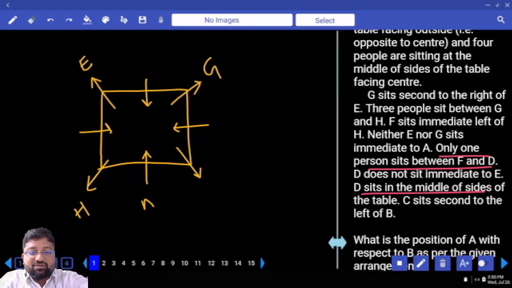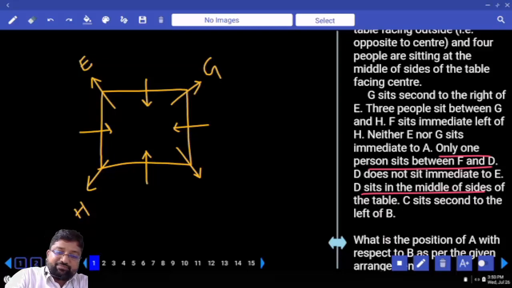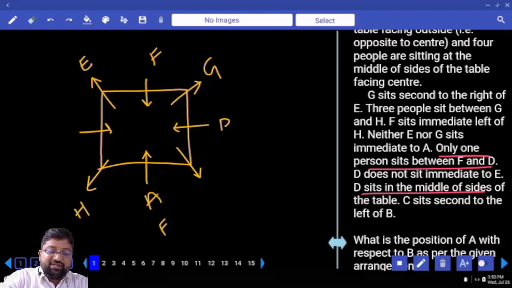Let me arrange all these people here. For example, if I put D here, F has how many possibilities? Two possibilities. Either this is F or this is F. If I take F there and if I put A here, will I get my answer?